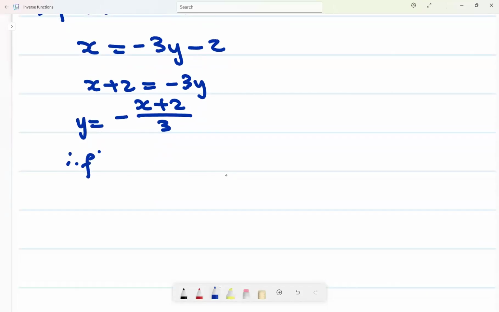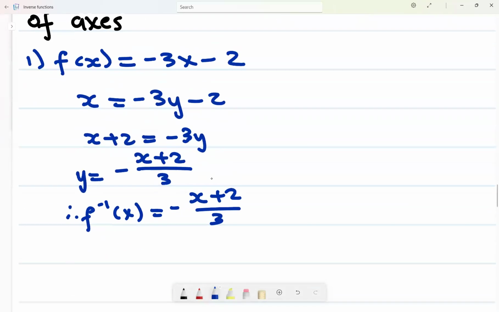Therefore, the inverse. If they say leave your answer in the form of y is equal to mx plus c, then it's fine. Then the inverse is equal to what? Negative x divided by 3. Can you see? But it will tower, so just leave it as x plus 2 divided by 3. Just leave it like that.